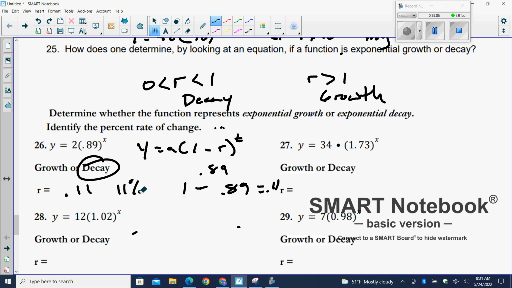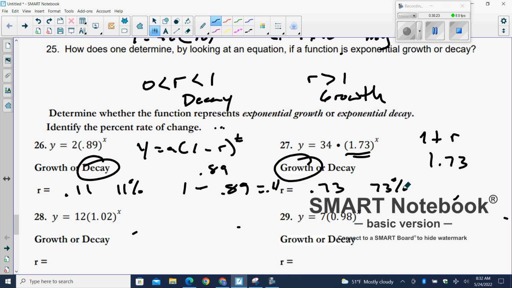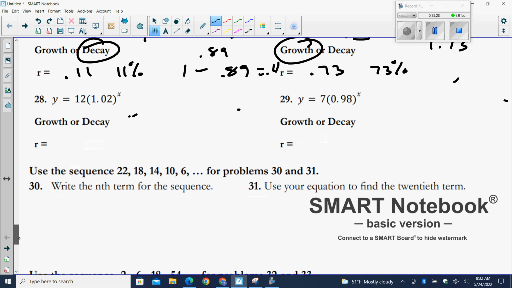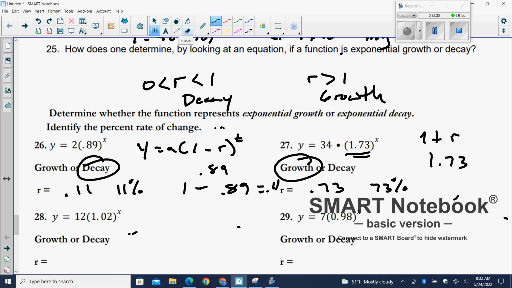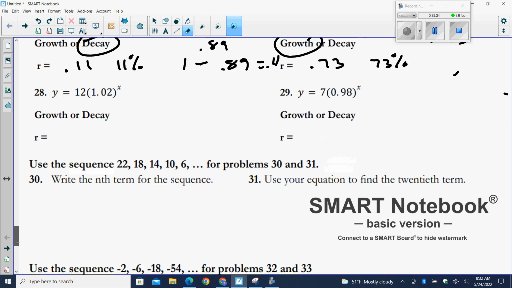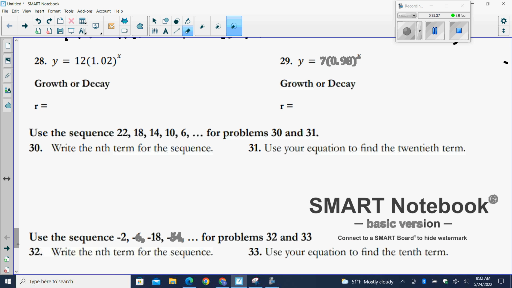Question 27. It is growth. This is now greater than 1. This one's easy. If I have 1 plus something and I end up with 1.73, what did we add? 0.73 or 73%. Okay, 28. If you know what you're doing, hit pause and give 28 a try. For some reason, mine keeps jumping back and forth.